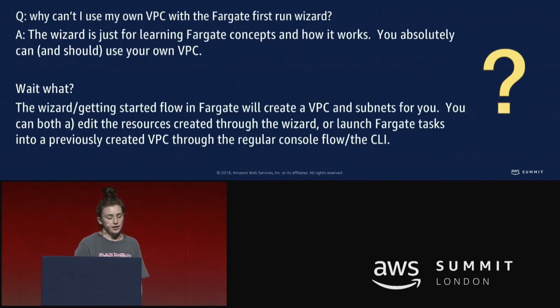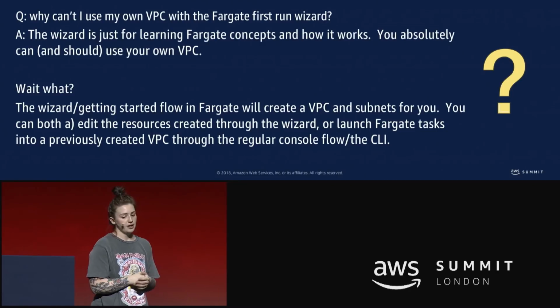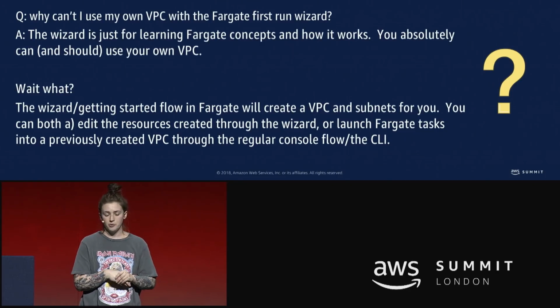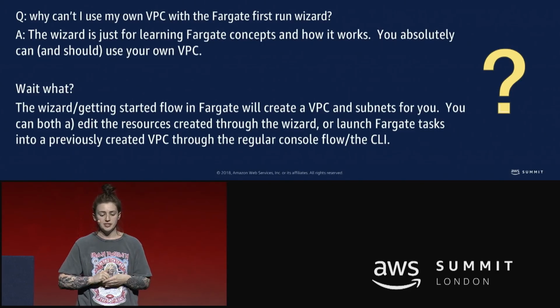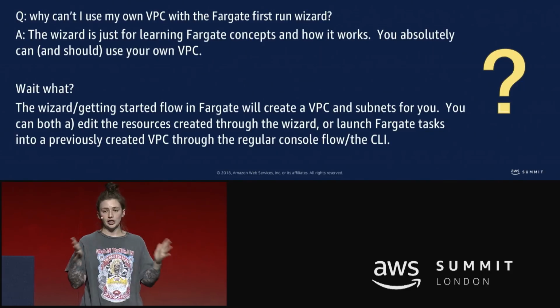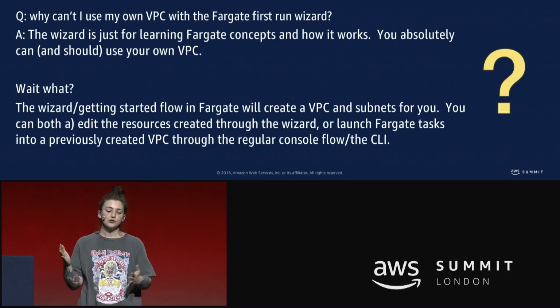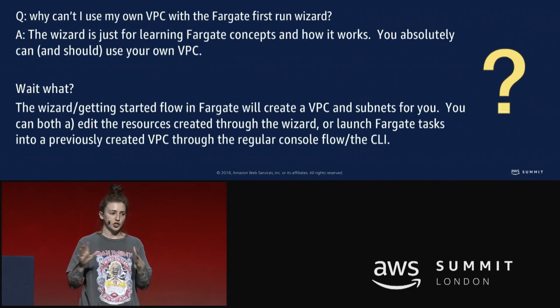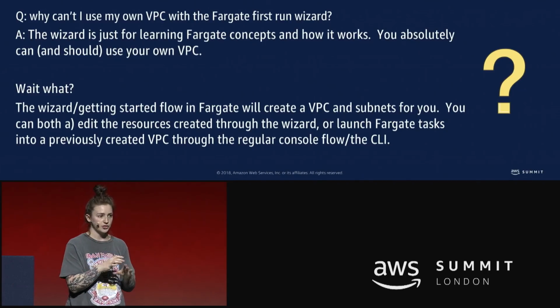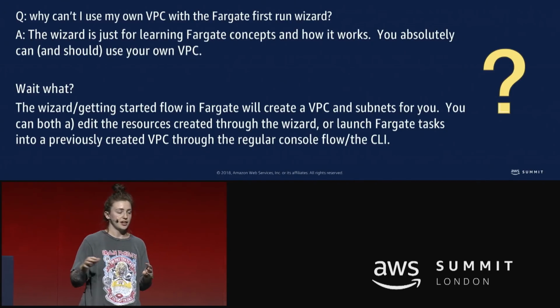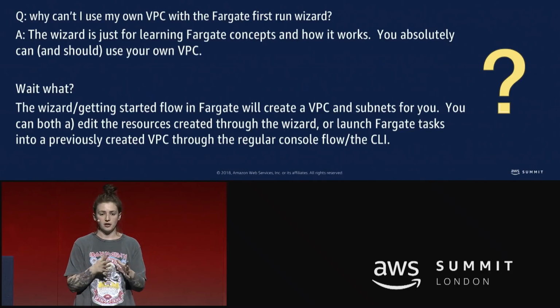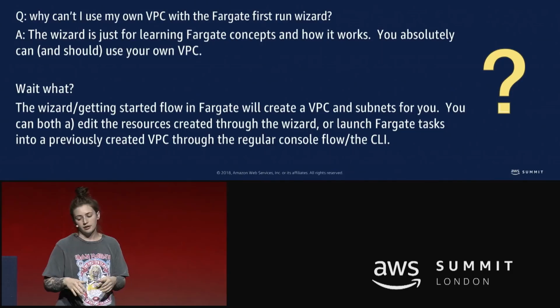If you've worked with the Fargate first run wizard, the number one question is, why can't I use my own VPC? The wizard is just for learning. It's just for getting started and playing around with everything. You absolutely can and should, in production, use your own VPC. The first run wizard, the one you get to from that blue box on the Fargate console page, is for learning and for playing with things and figuring out the concepts. In production, absolutely do use your own VPC.